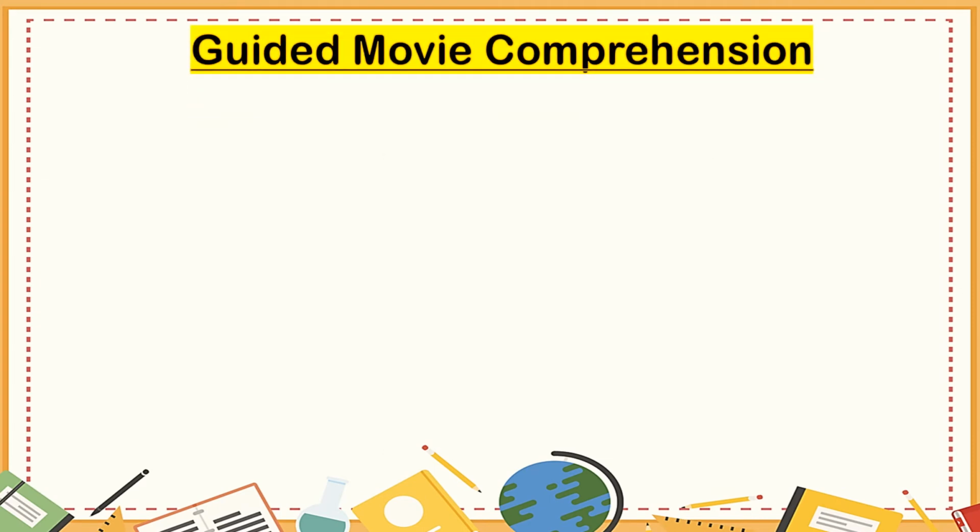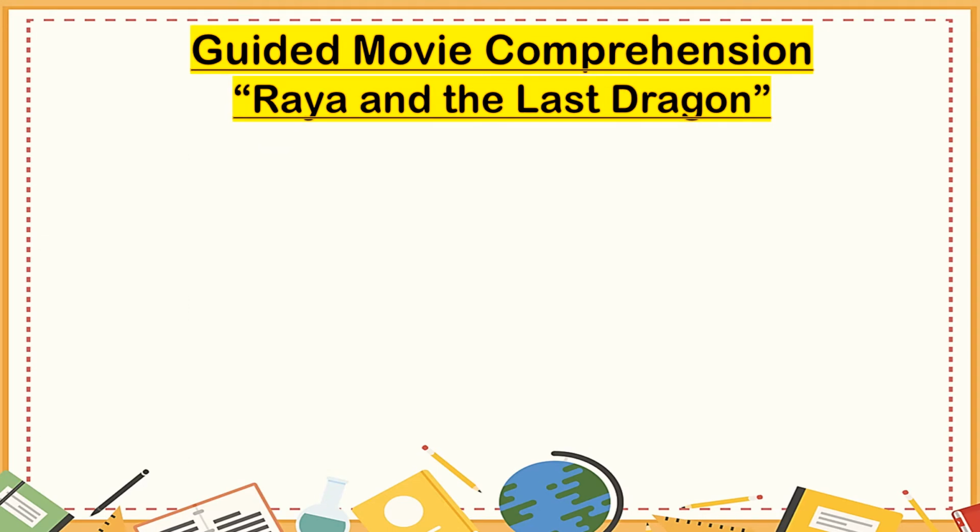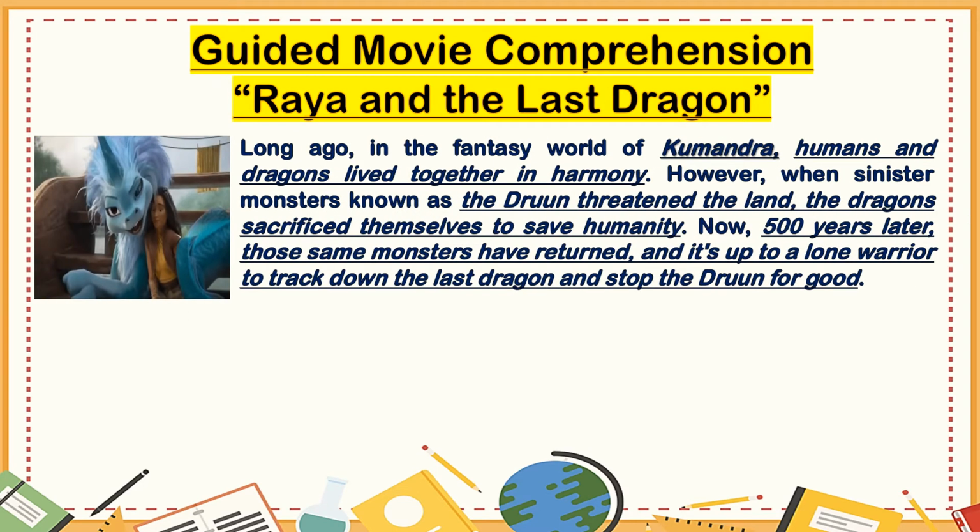Class, the third topic in your midterm assessment is about guided movie comprehension, which is Raya and the Last Dragon. Long ago, in the fantasy world of Kumandra, humans and dragons lived together in harmony. However, when sinister monsters known as the Druun threatened the land, the dragons sacrificed themselves to save humanity. Now, 500 years later, those same monsters have returned, and it's up to a lone warrior to track down the last dragon and stop the Druun for good.